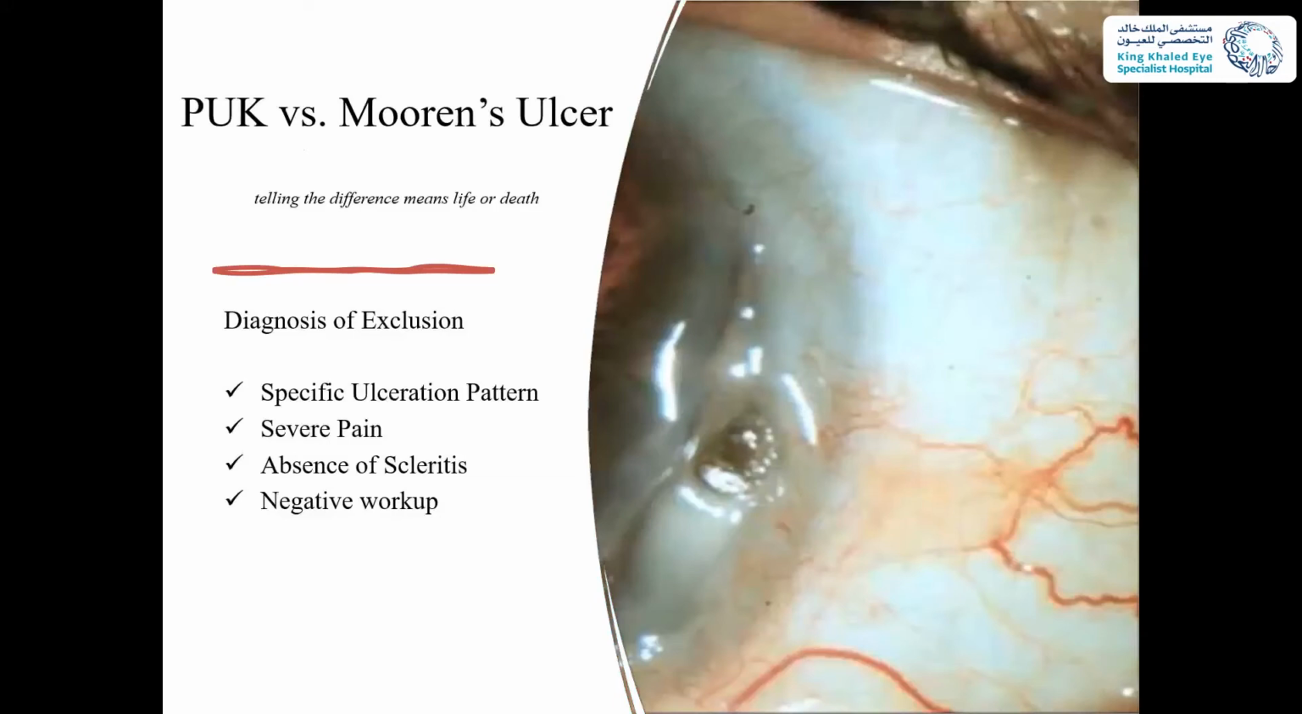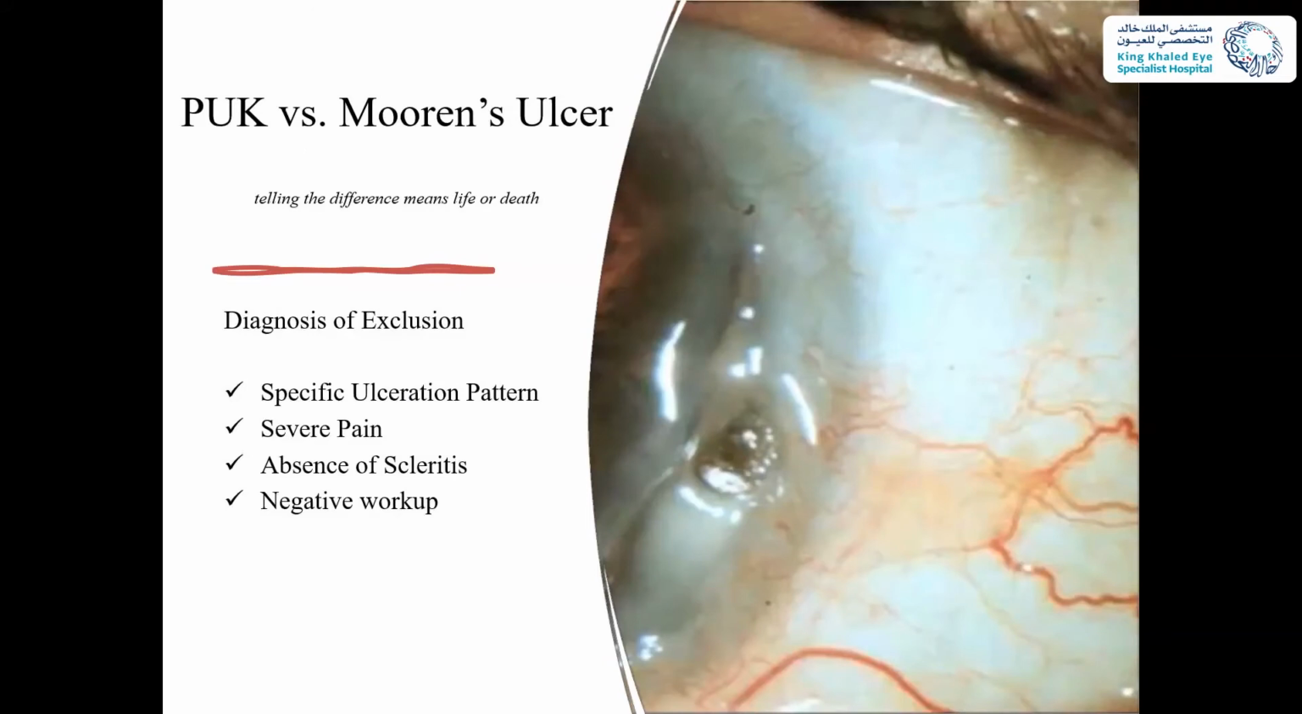Now, telling the difference between PUK and Mooren's ulcer is telling the difference between life or death. One should not go for the diagnosis of Mooren's ulcer. It's a diagnosis of exclusion. We should make sure that this ulceration follows a specific pattern.